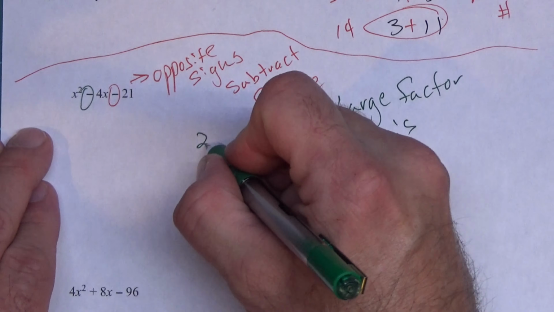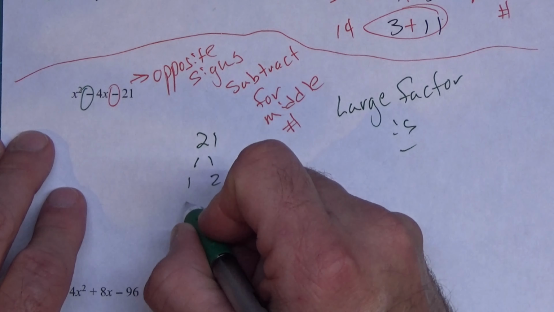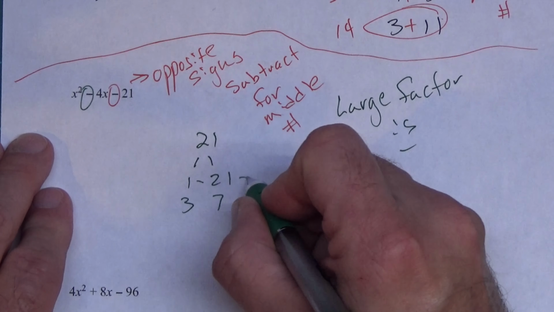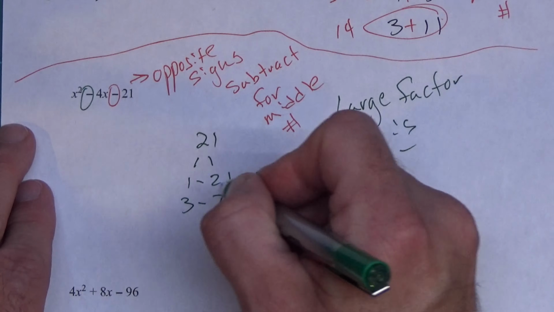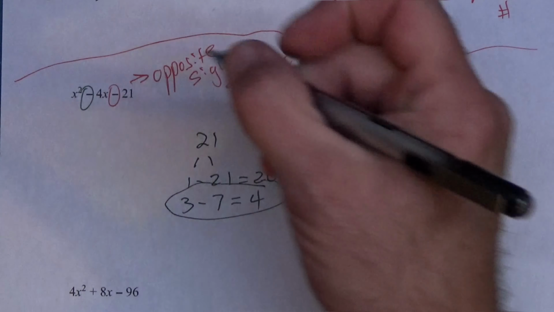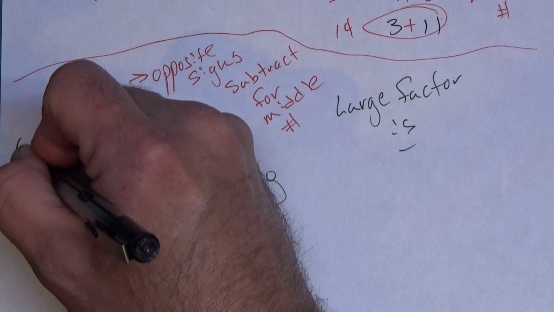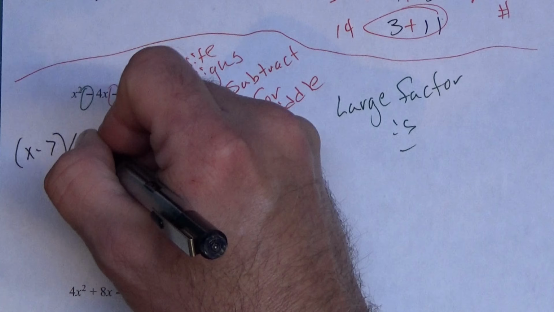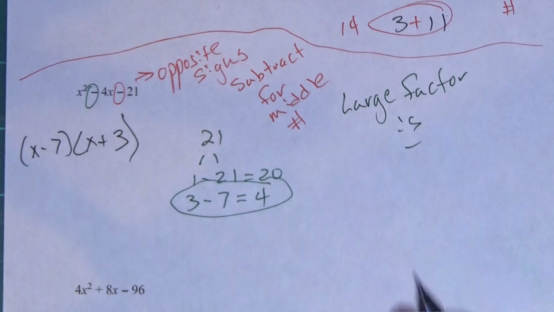Now let's take 21 to make our factor tree. 21 is 1 and 21 and 3 and 7. We're going to subtract, that gives me 20. Subtract, it gives me 4. Since my middle number is 4, we're using this one. So I go to factor this one, and remember the big number matches that sign, so it's going to be x minus 7 and x plus 3. And that's how you factor that one.